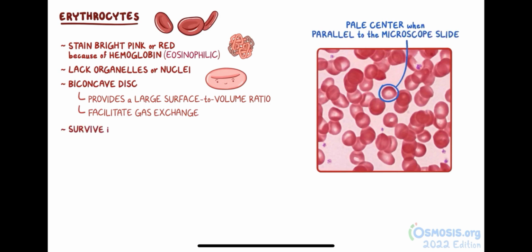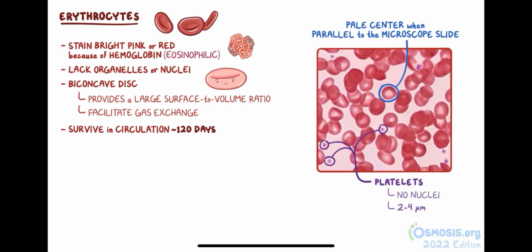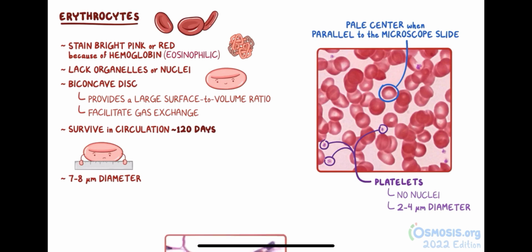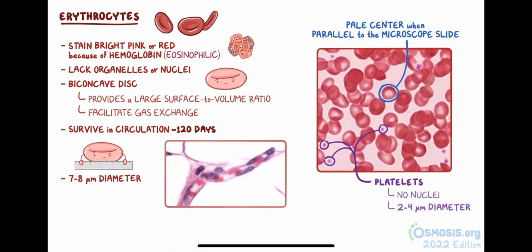Erythrocytes normally survive in the circulation for about 120 days. The small basophilic or purple discs that are seen throughout this image are platelets. Platelets also don't have nuclei and are normally only about 2 to 4 micrometers in diameter, whereas the average erythrocyte is about 7 to 8 micrometers in diameter, which is often used by histologists as an internal standard to estimate other nearby cells or structures, such as the diameter of this small capillary that's only slightly larger than a single erythrocyte.